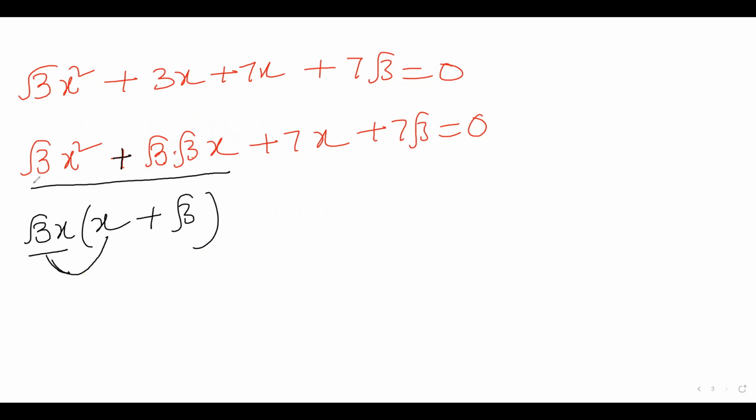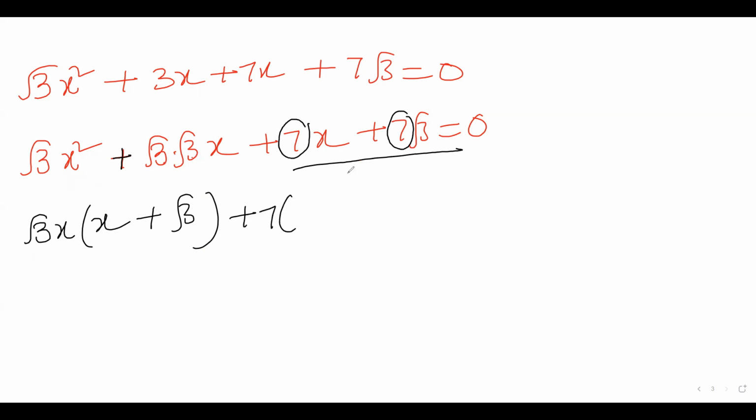√3x into x, √3x square. √3 into √3, 3x. So now common in the next two terms. In the last two terms, 7 can be common. Take 7 as common. x will remain and √3 will remain.